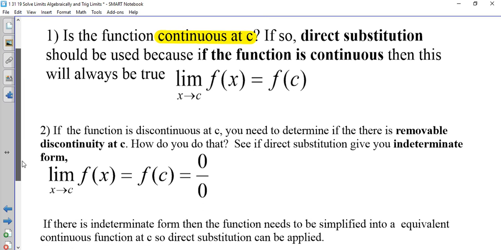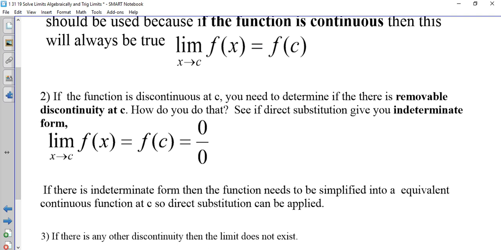If it is discontinuous at c, so you get 0 over 0, and I probably should put f of x over g of x, but if you plug it in and you get 0 over 0, talking about a rational function, then we know it is discontinuous at c, and we are thinking there's a removable discontinuity at c. Removable discontinuity means there is just one value that's being removed from the graph. And so how do we do that?